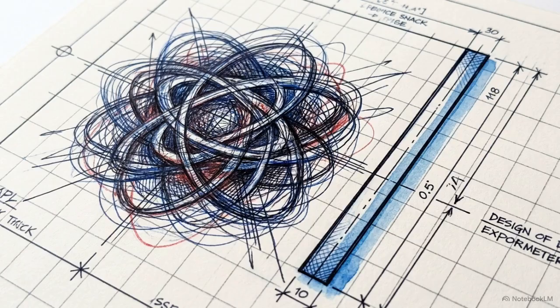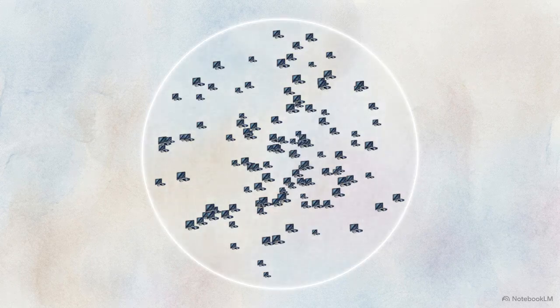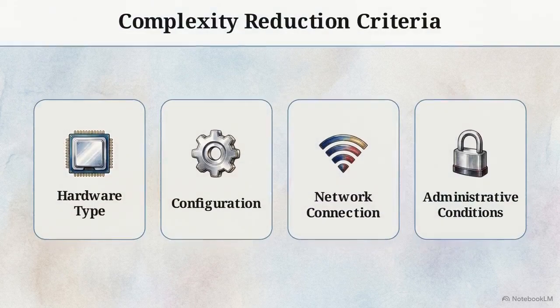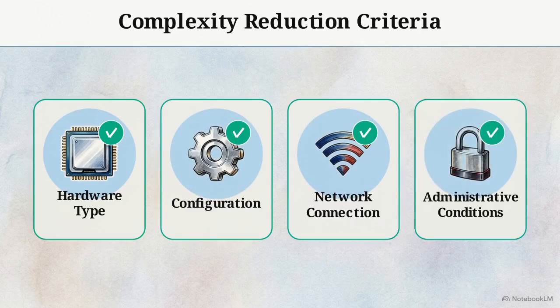To make the analysis manageable, engineers apply a concept called complexity reduction. They bundle identical components into singular logical groups, treating a fleet of 500 laptops as one single object moving forward. You cannot group systems arbitrarily. They must share the exact same hardware type, configuration, network connection, and administrative conditions.